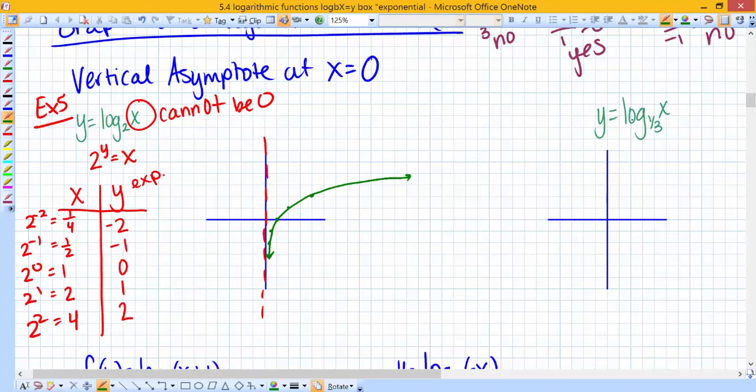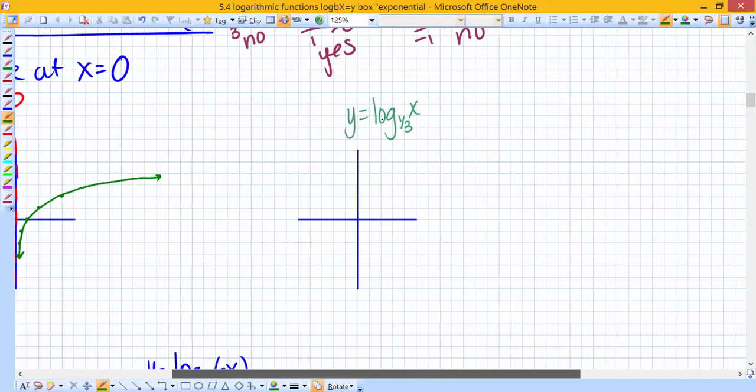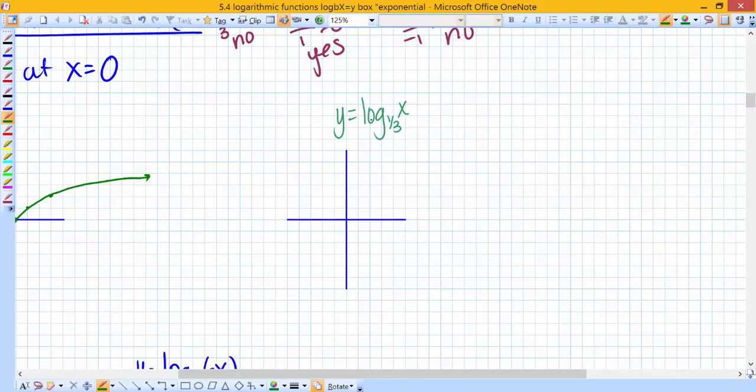Now let's do this in the next one. Again, I'm going to rewrite this into exponential form. So this is 1/3 to the y equals x. I'm going to make this a little bit easier for me because I don't want to deal with the fraction. So remember, fractions come from negative exponents. So this is 3 to the -1 y equals x.